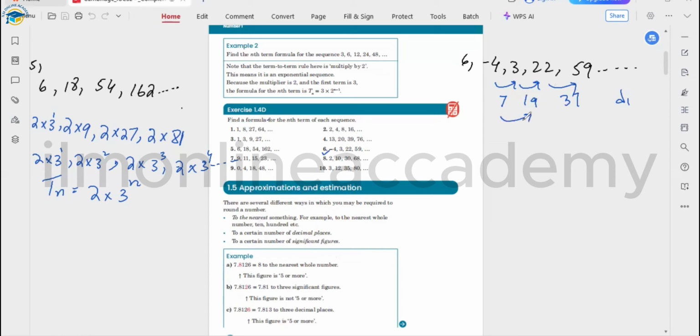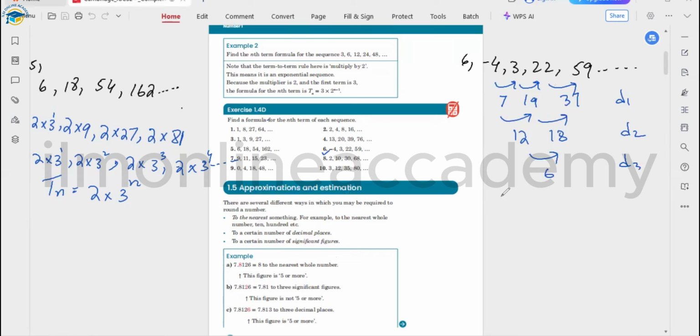Let's find out the second difference. From 19, we subtract 7, it's coming 12. From 37, we subtract 19, and it's coming 18. This is your difference 2. And for the last one, we are again getting the number 6.